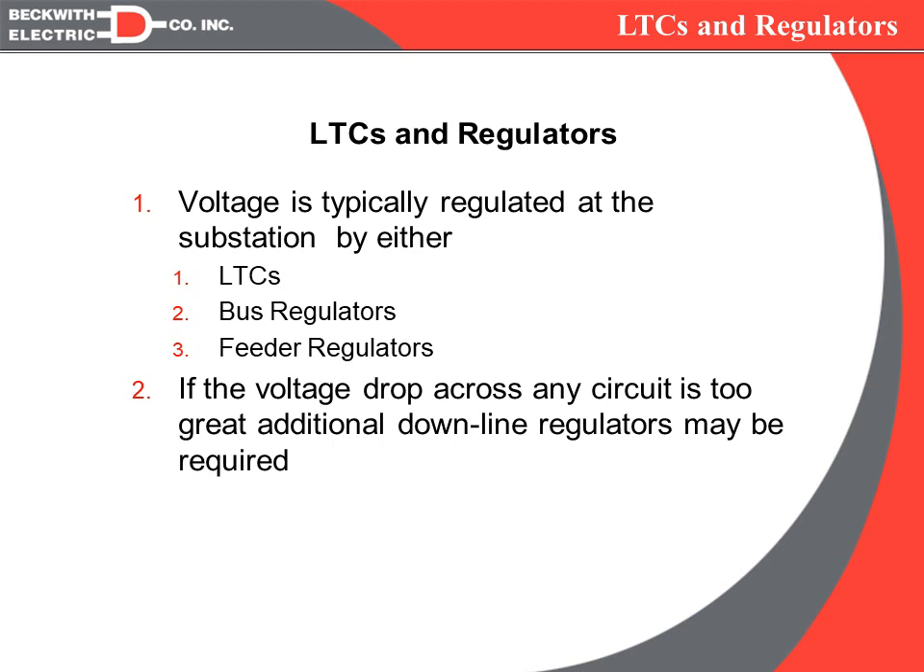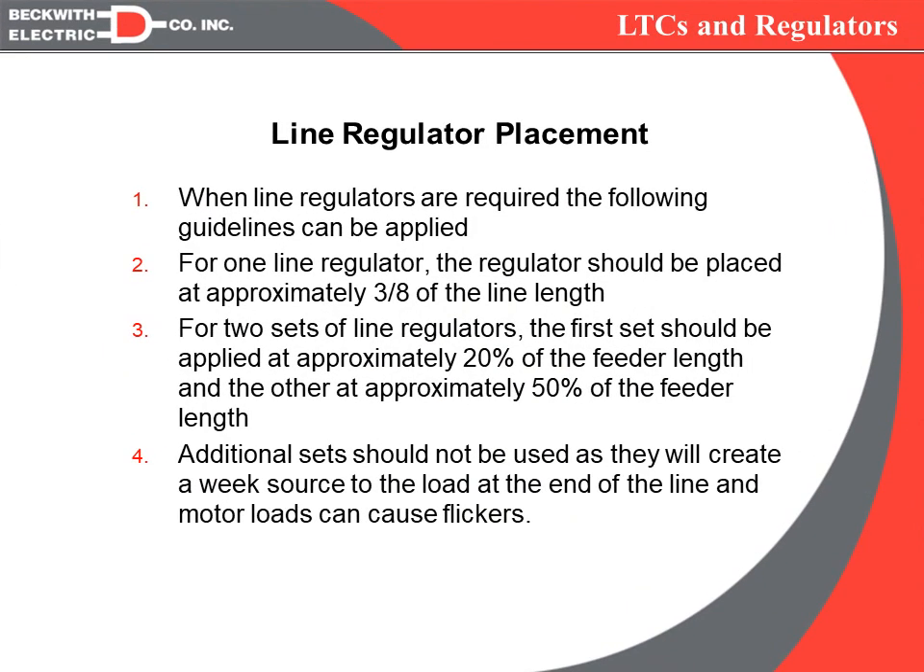So, if the voltage drop gets too great, we may also need downline regulators. Now, if we do need downline regulators, we would typically place them, if it's one set, about 3/8 of the line length down the circuit. And that's again because the majority of the load is in the front end of the circuit, and therefore we're going to have more losses in the front end than the back end. You wouldn't want to put it halfway down unless you knew that your load center was more heavily weighted at the end of the circuit.